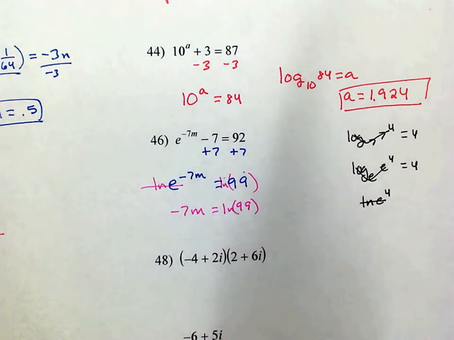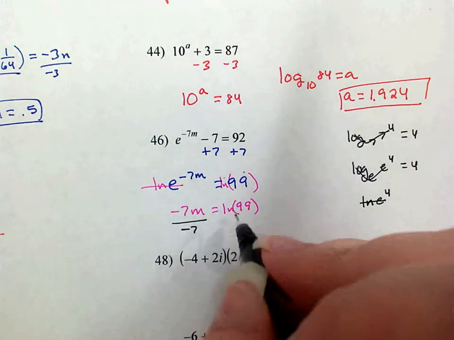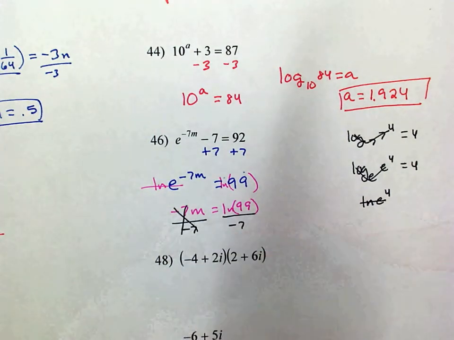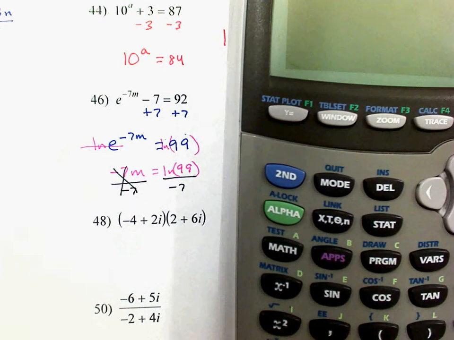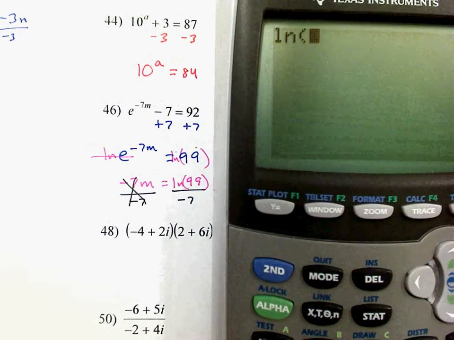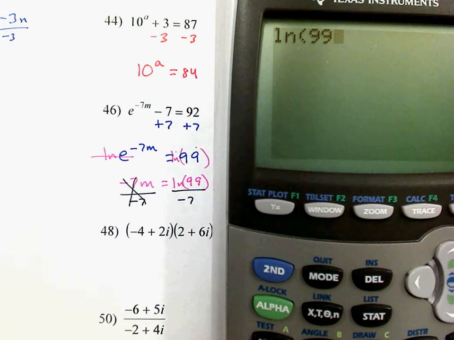And you've got it. So natural log of 99. Close your parentheses on this, it doesn't do it for you. Divided by negative 7. And you get negative 0.656.